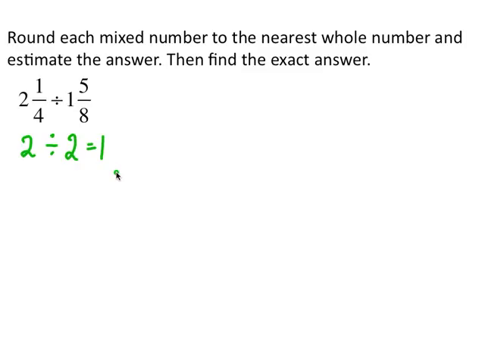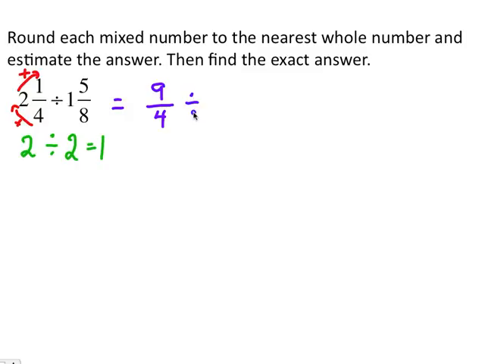For the exact one with mixed numbers, like both of these are, we need to change them to improper fractions and then divide. So to change to an improper fraction, you take the denominator and multiply it times the whole number. So 4 times 2 is 8, and then you add the numerator, so 8 plus 1 gives us 9, and you put it over the same denominator. So 2 1/4 is the same as 9/4.